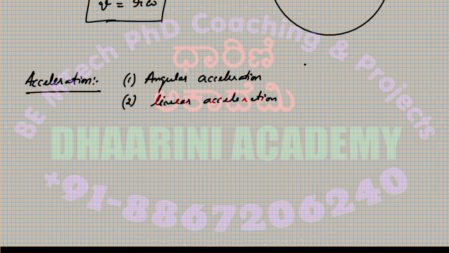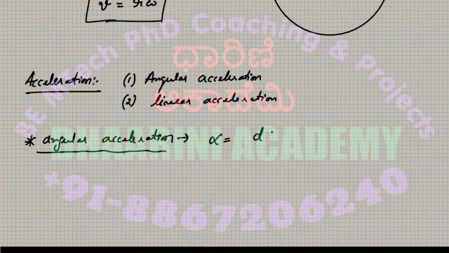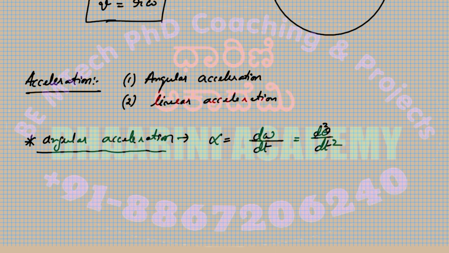So if I want to measure the angular acceleration, first let's discuss the angular. The angular acceleration is denoted by alpha, which is d omega by dt. Omega is equal to d theta by dt, so this becomes d square theta by dt square. Now, velocity was a vector quantity, and the derivative of a vector is once again a vector. So angular acceleration is also a vector quantity.